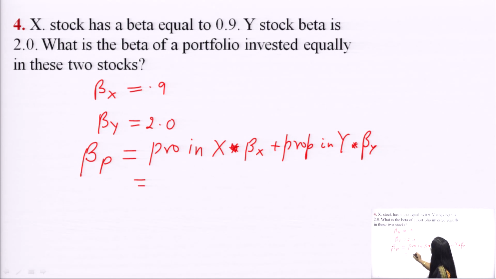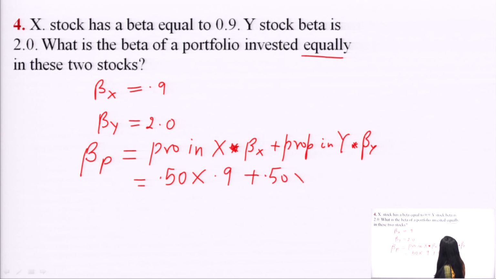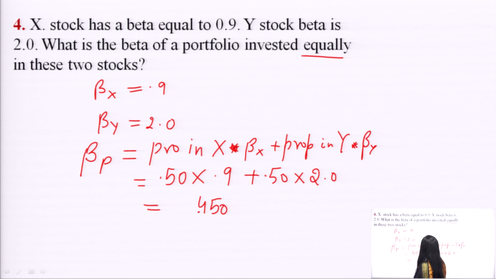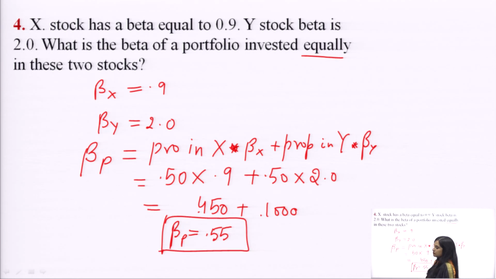So, since it is saying that the funds are invested equally, it means there are only two stocks. So, what is the proportion? 0.50 times beta 0.9, plus 0.50 times 2.0. So, we will calculate this value, and it will be equal to 0.55. So, the value of portfolio beta would be 0.55. The systematic risk would be 0.55.